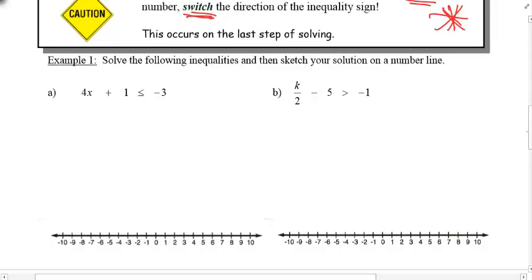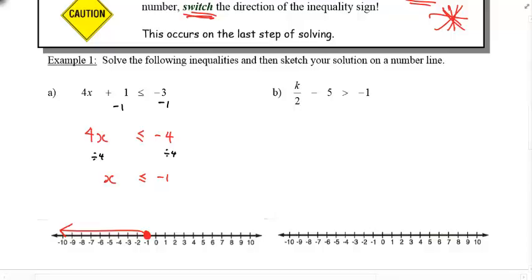Solve the following inequalities, and then sketch your solution. This one is 4x plus 1 is less than or equal to negative 3. Just like how I solve an equality, I try to isolate x. I'll subtract 1 on both sides, so 4x is less than or equal to negative 4. In this case, I'm dividing by 4, not negative 4, just a regular 4, so I don't need to switch the sign. So x is just less than or equal to negative 1. And once again, here's negative 1, solid dot because there's an equal sign, and less than going to the left. Notice I did not have to switch the sign because I was dividing by a positive number.